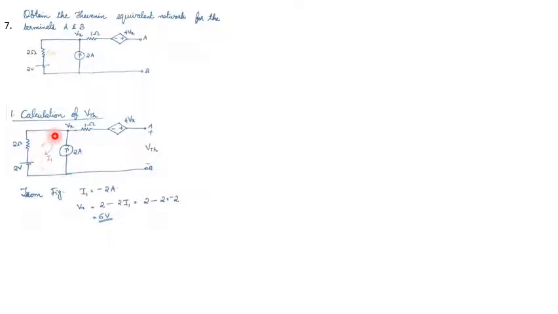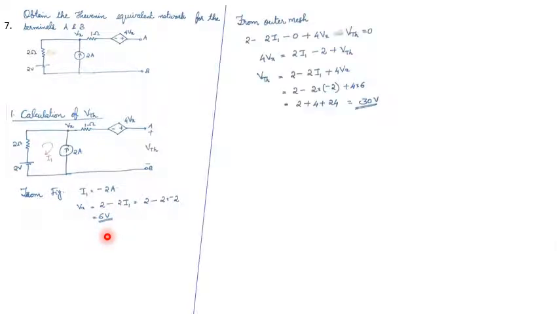Then applying KVL here. By applying KVL, we can write 2 minus 2 into I1 is equal to Vx. This is the voltage Vx. This voltage will be equal to 2 minus voltage drop across this resistor. That will be 2 minus 2 into I1. So Vx is equal to 2 minus 2 into I1. Substitute the value for I1. I1 is equal to minus 2. So we will get Vx is equal to 6 volt.